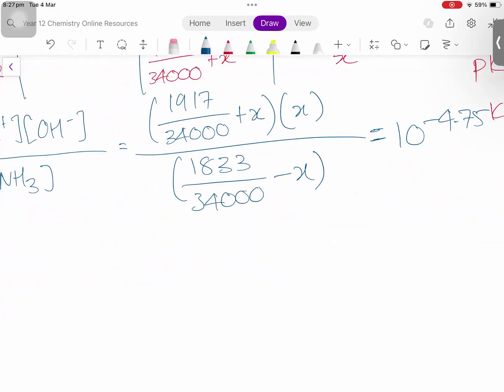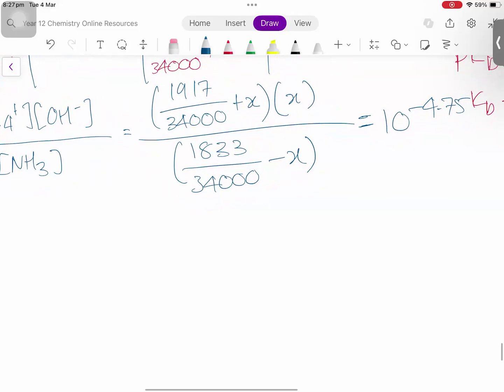The only issue is though I've got x's in 3 spots. So if I tried to evaluate this, I would end up with a quadratic, which I don't want to solve because it makes my maths very, very complicated. So I'm going to use simplifying assumptions where I can. What am I going to say, guys? I'm going to say Kb is very small.